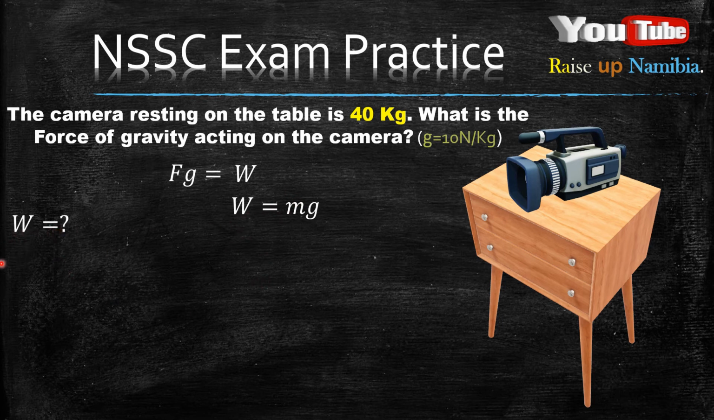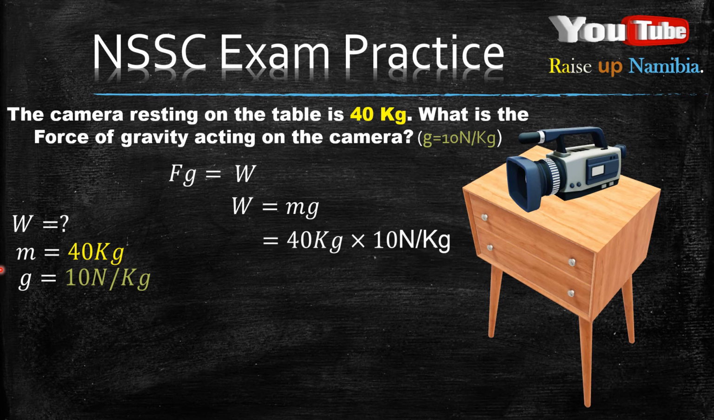Okay? So if we can use the weight formula, let's quickly see what we are given. Are we given the W? No, we are not given the W. Are we given the M for mass? Yes, we have 40 kg. Are we given the g? Yes, we have 10 newtons per kilogram. So from there, we just substitute it into the formula, and then we work it out. What is 40 kilograms multiplied by 10 newtons per kilogram? The kgs will cancel out, and we are left with 400 newtons.